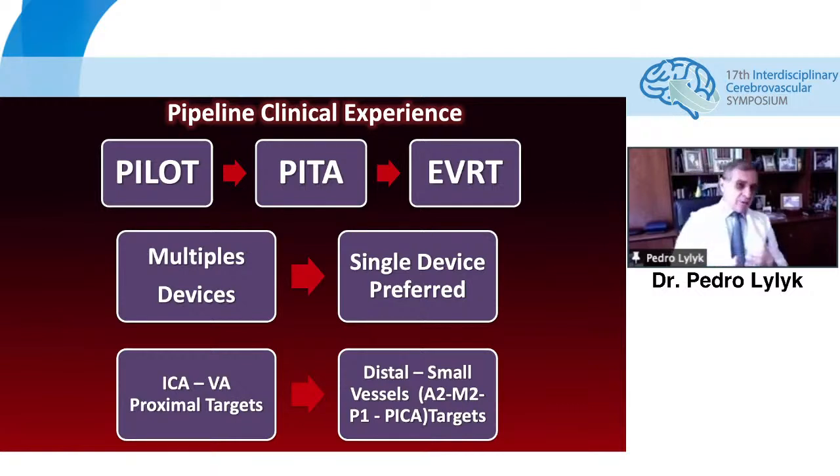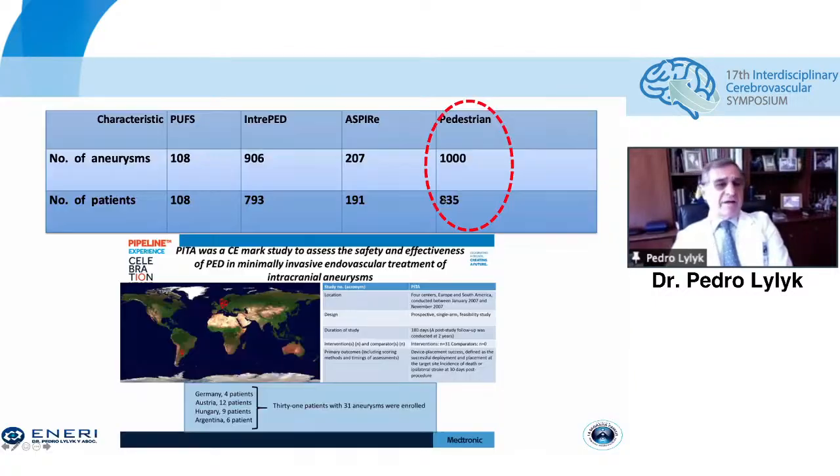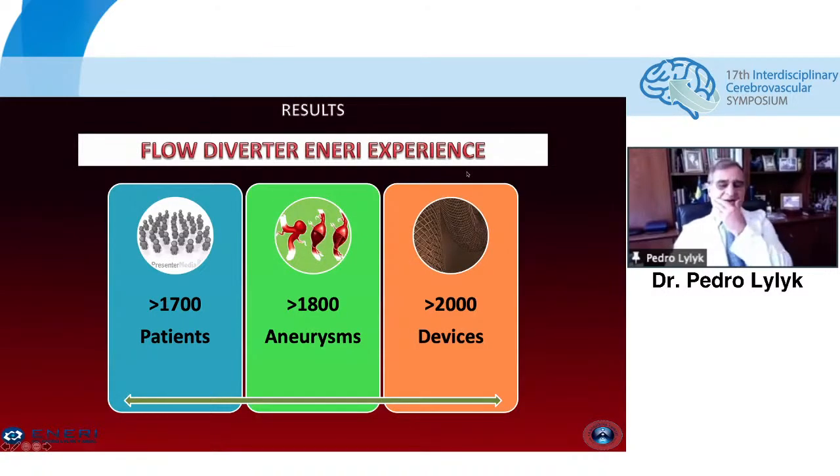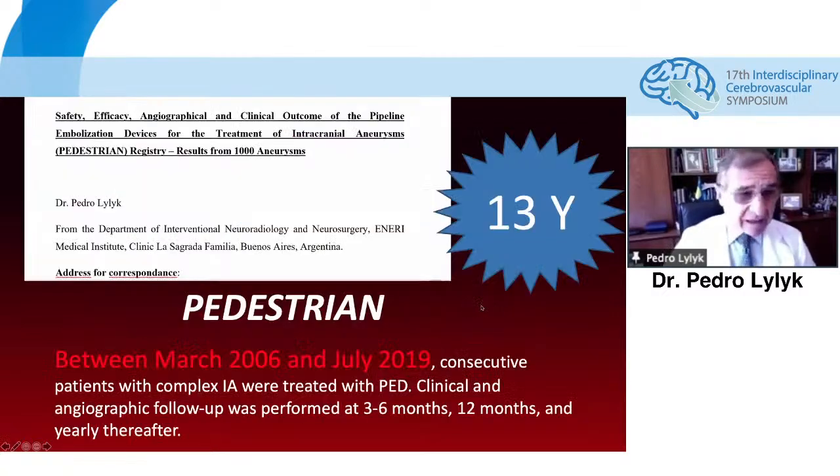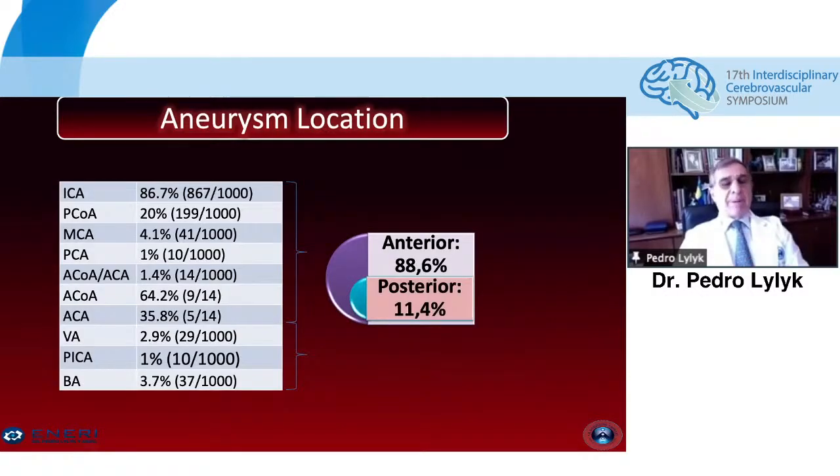So we started our clinical experience with a pilot study, after that we were part of the PITA study, and after that we started our own study called PEDESTRIAN, and we would like to share with you our experience with the first 1,000 aneurysms in that particular group of patients. Our experience today is a little bit more than 2,000 devices implanted in Buenos Aires, but I will focus now on those years with just the PEDESTRIAN, that means only with the Pipeline.